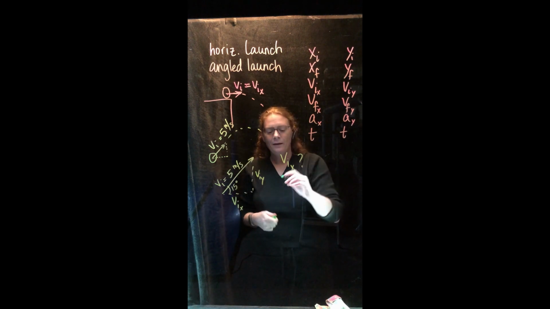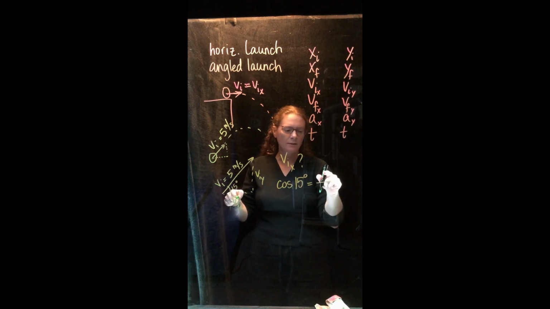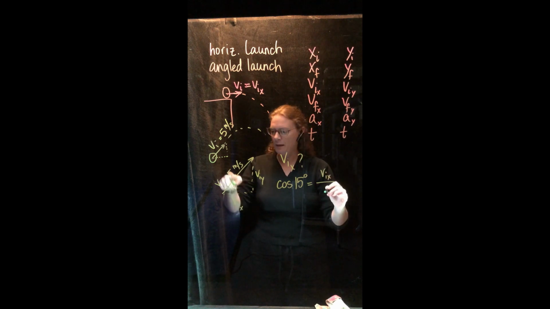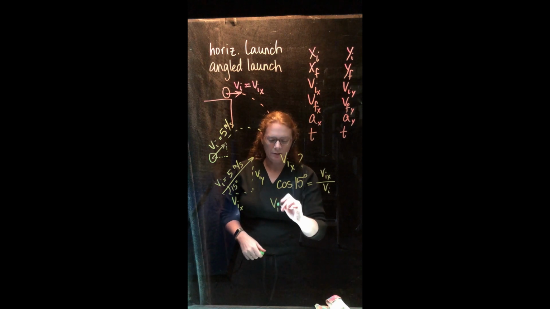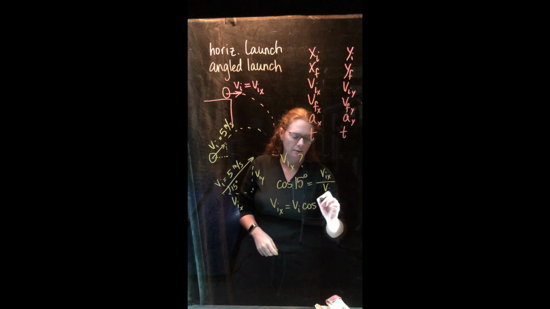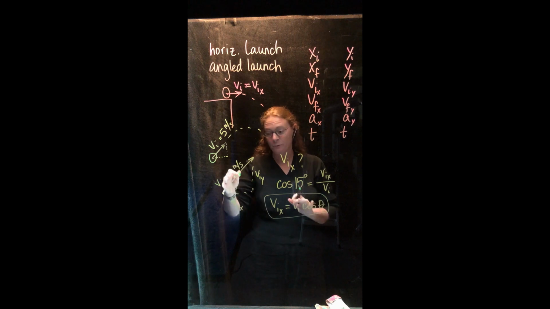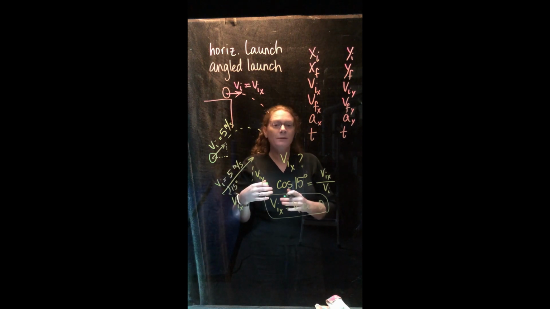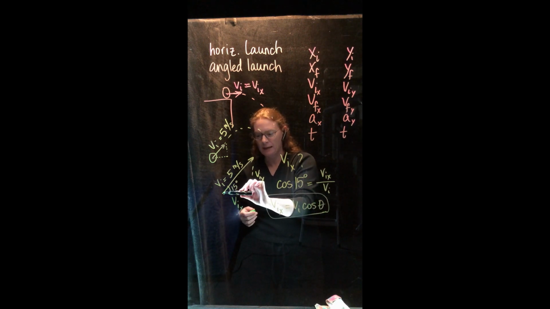SOHCAHTOA, CAH. So I'm going to say the cosine of 15 is adjacent, Vix, over hypotenuse, Vi. If I bring this up to the other side, that means the initial velocity in the x direction is the initial velocity times the cosine of the angle, 15 in this case. You're going to be doing this over and over and over throughout most of the class. You're going to have to break up these forces or velocities, break up these vectors into components. So get comfortable with saying, okay, this is the adjacent side, that's the cosine side.